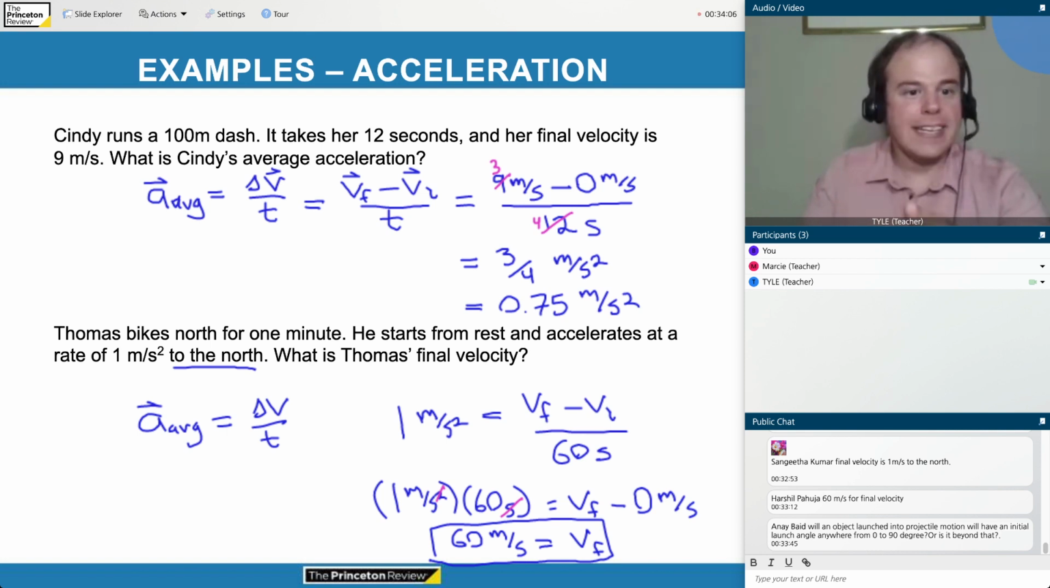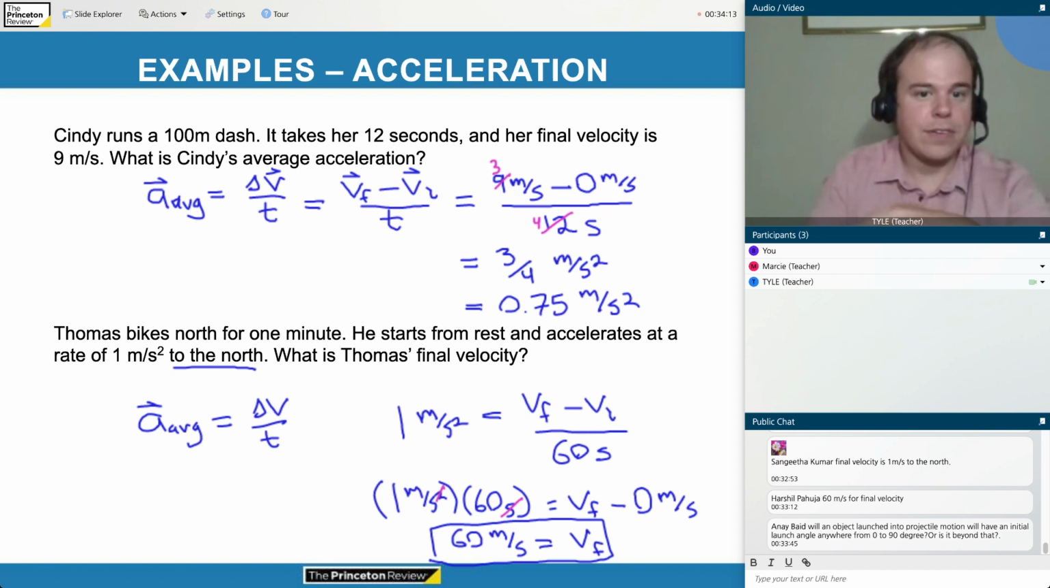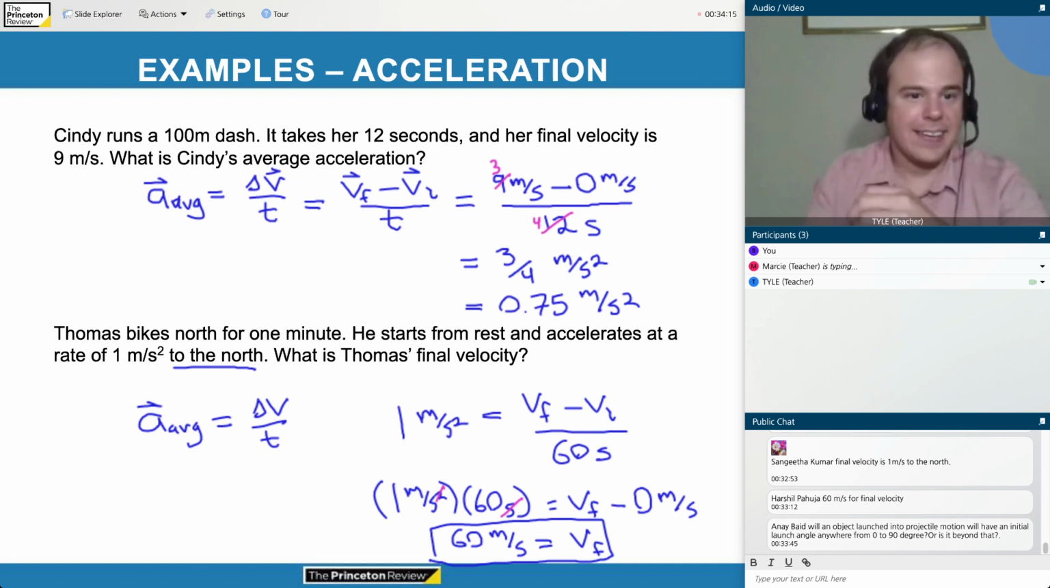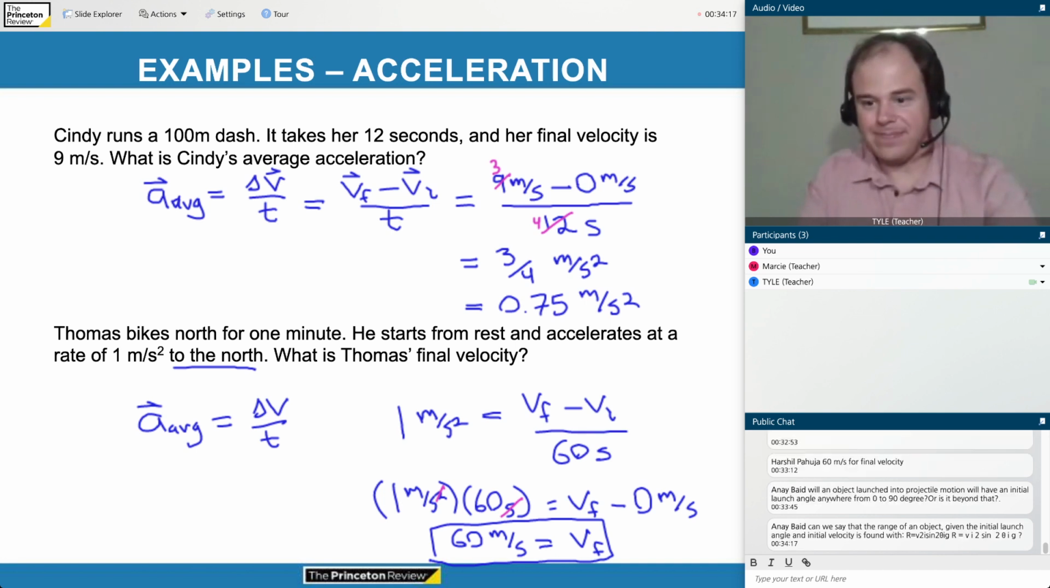That's what determines average acceleration. We would have needed to know the distance if it had asked us something like, what's her average velocity, right? If instead they had asked, what's the average velocity, then we could find that using the distance and the time. Okay, so yeah, great question, Vasvi.